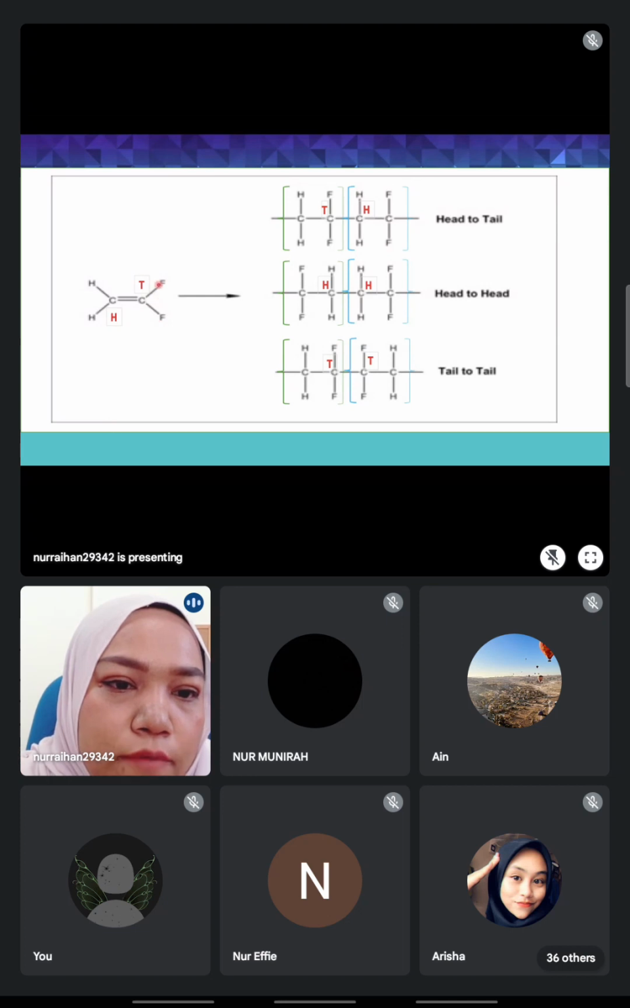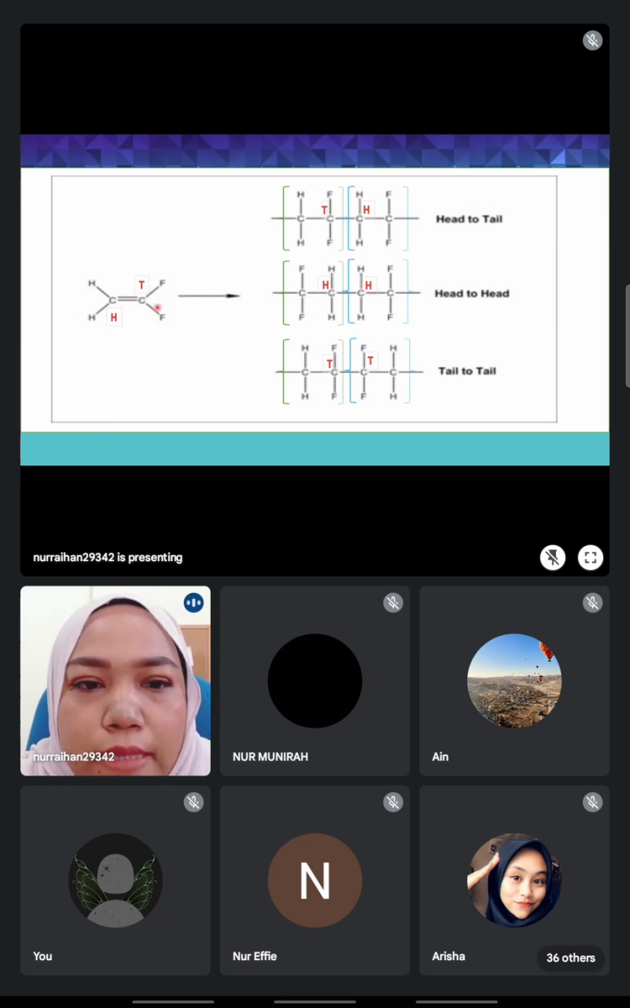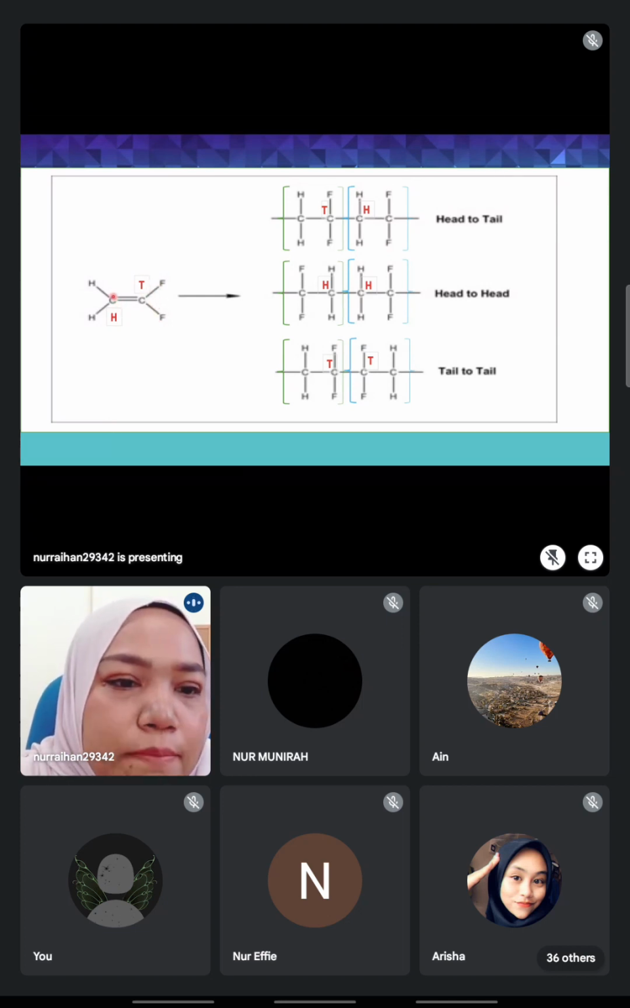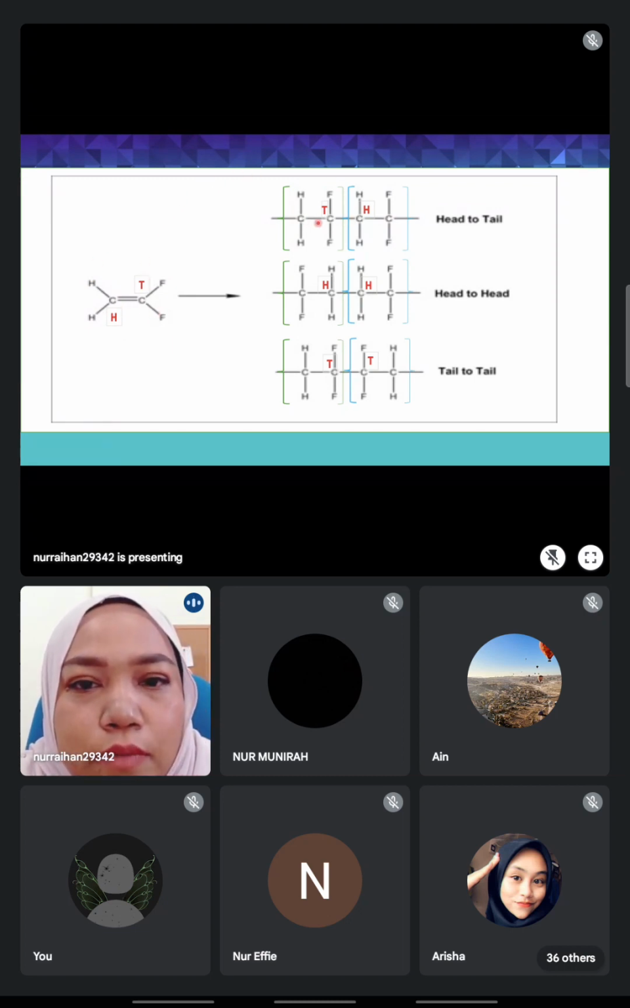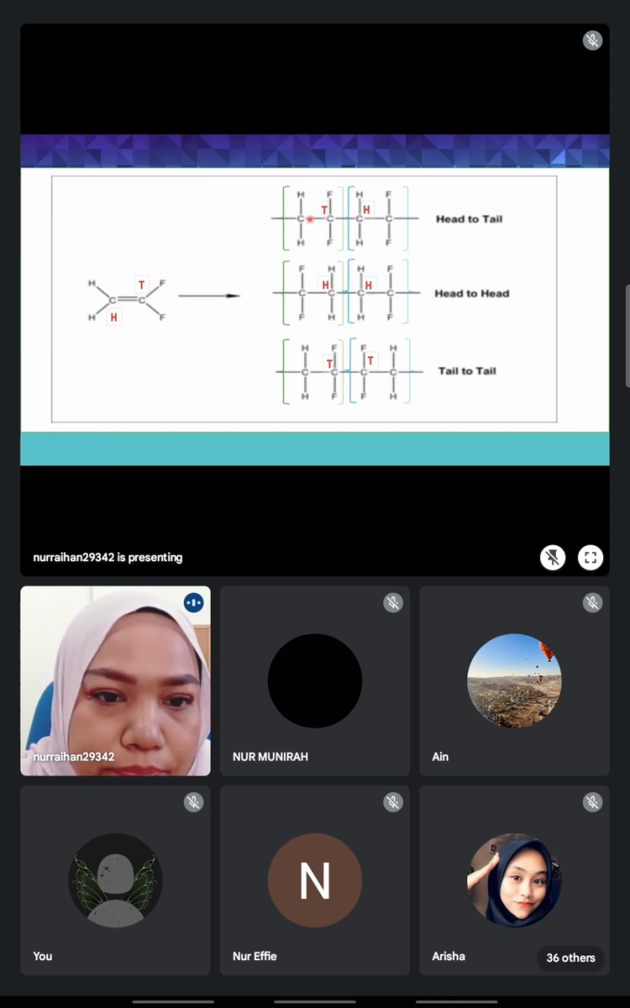Okay, kita ada fluorine kat sini, dua fluorine atoms. So untuk carbon yang pertama, this one is considered as a head. Untuk carbon yang kedua, this one is considered as a tail. Okay, so this is the repeating unit for this polymer, because this is the monomer. So when they polymerize, they will become the single bonding. So this is considered as the repeating unit for this polymer.